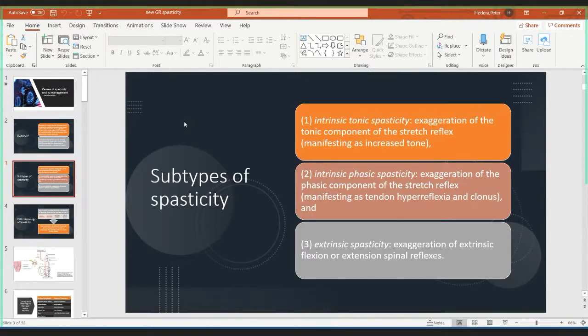It can also be more widespread, which would be classified as extrinsic spasticity, which involves the flexion and extension spinal reflexes. A lot of these patients would have complex patterns, which I will go through later on, essentially a misbalance between flexors and extensors. There are some really predictable patterns, which also help us to decide about their treatment and management.